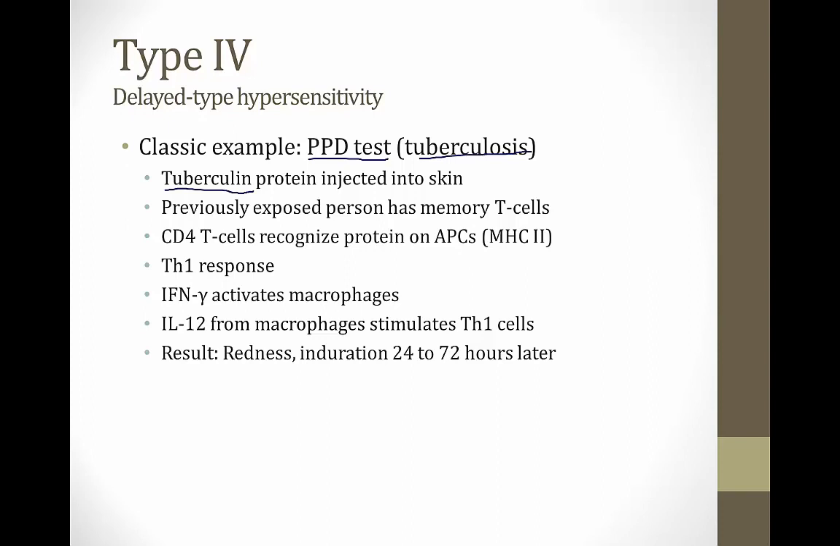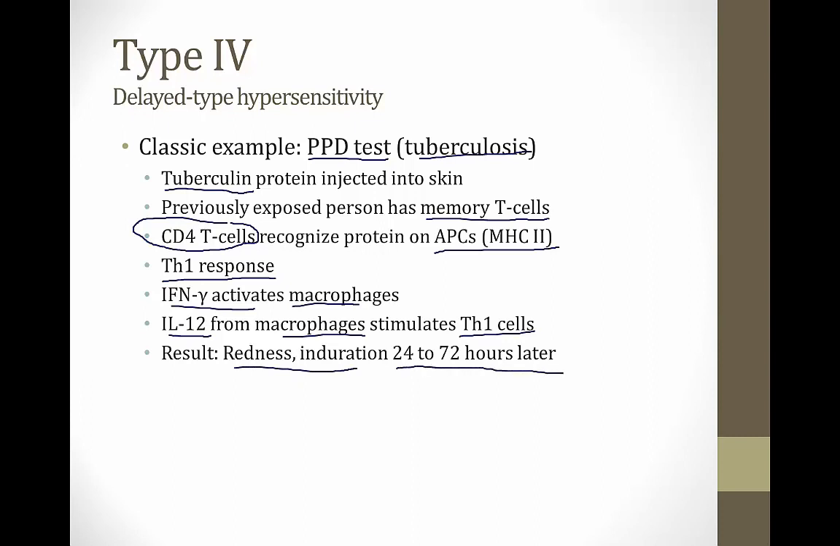Patients who have been previously exposed to tuberculosis will have memory T cells that can recognize the tuberculin antigen. That antigen will be presented by antigen-presenting cells and placed in the context of MHC class II, where memory CD4 T cells can recognize it and respond. There will be a Th1 response, which is a cell-mediated response. Interferon gamma will be secreted, which can activate macrophages, and IL-12 will be secreted from macrophages, which can in turn stimulate Th1 cells. The result is that there will be redness and induration 24 to 72 hours later in people who have been previously exposed to tuberculosis. If the person has not been previously exposed, they will not have memory T cells, and this delayed type reaction will not develop.